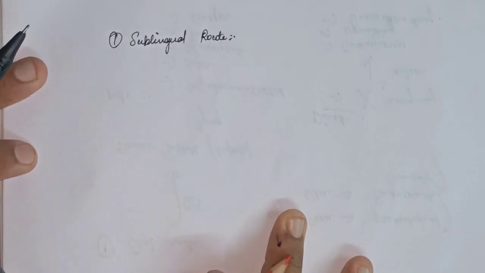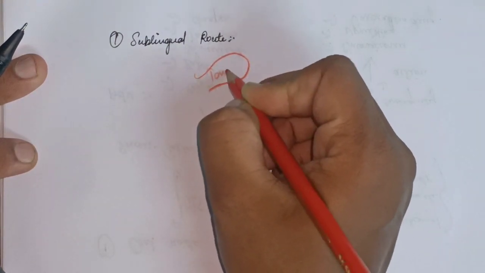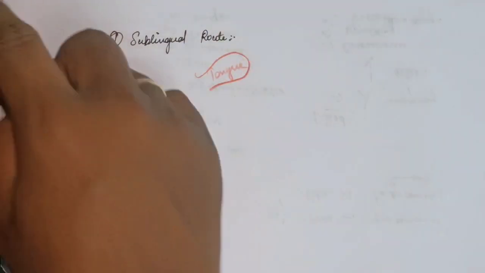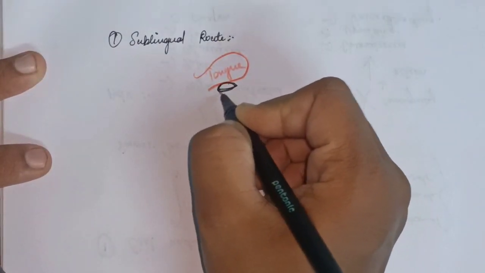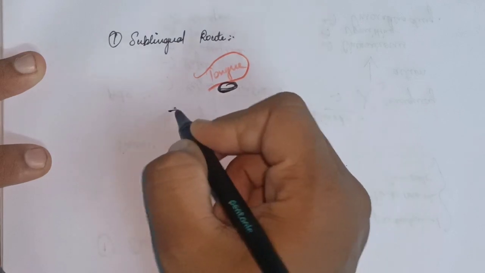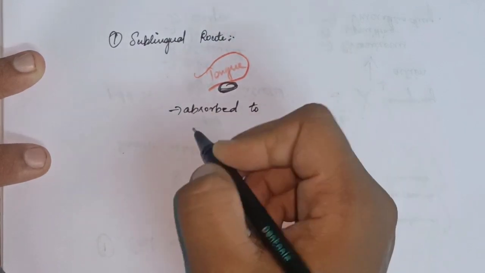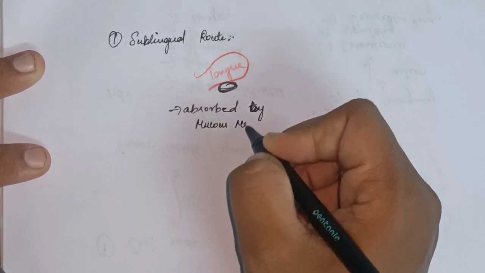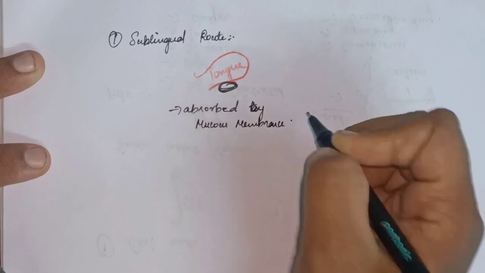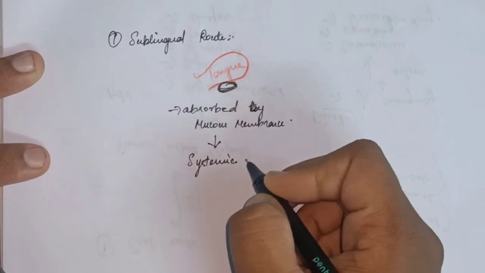Sublingual route means, imagine this is your tongue. The tablet is kept under the tongue. Okay, kept under the tongue. It is absorbed by the mucous membrane below the tongue. Okay, so it reaches the systemic circulation and you will have a quick onset of effect.